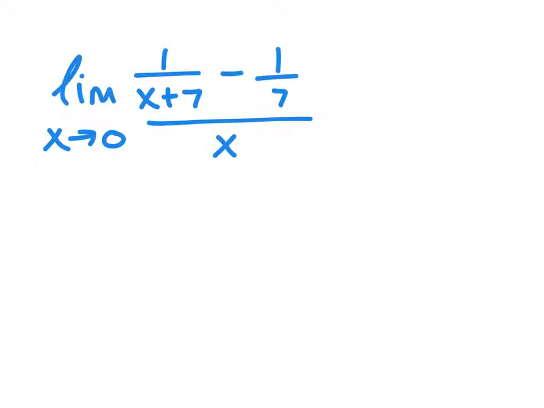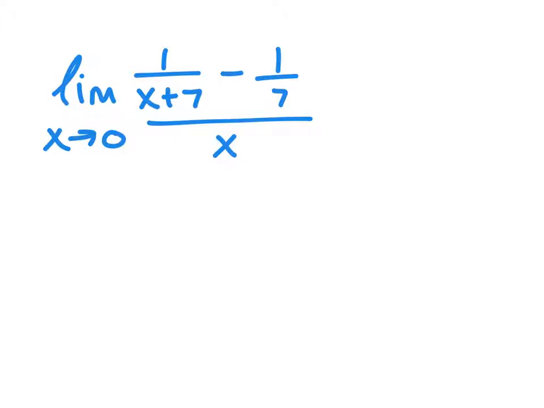One of the more complicated types of limits we can see would be a limit involving a complex fraction. A complex fraction is where you have fractions within a bigger fraction. So for instance, if I'm looking for the limit as x is approaching 0 of 1 over x plus 7 minus 1 over 7, over x, that can a lot of times look very daunting at first.